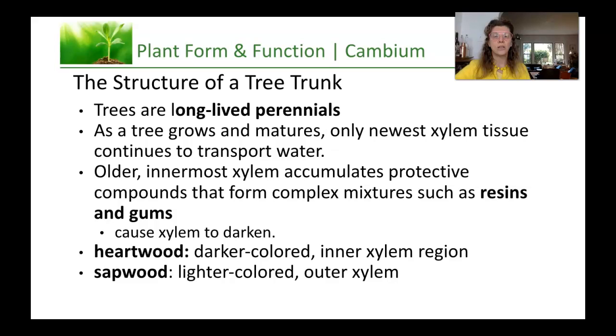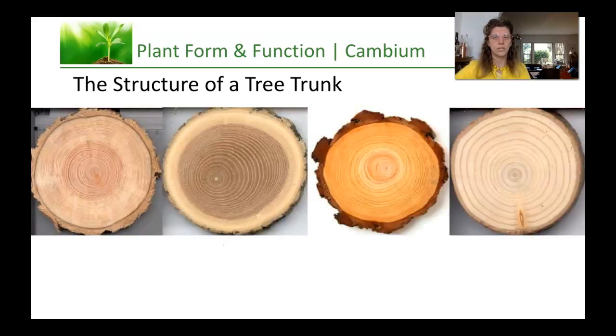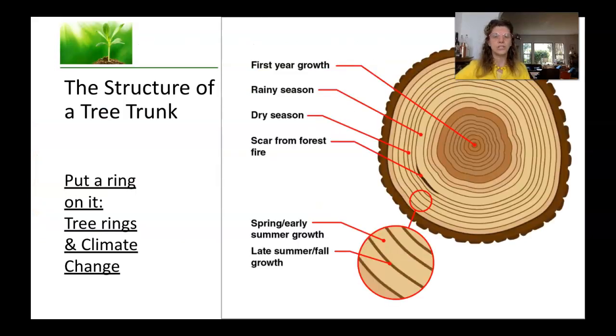Remember that trees are long-lived perennials, so as the tree grows and matures, only the newest xylem tissue continues to transport water. As I mentioned before, the innermost xylem is going to have the resin and the gums. This is what causes it to darken. The heartwood is going to look like a darker colored inner xylem region, and the sapwood is going to look like a lighter colored outer xylem region. And this is some example of that. You see some of these darker and these lighter regions.